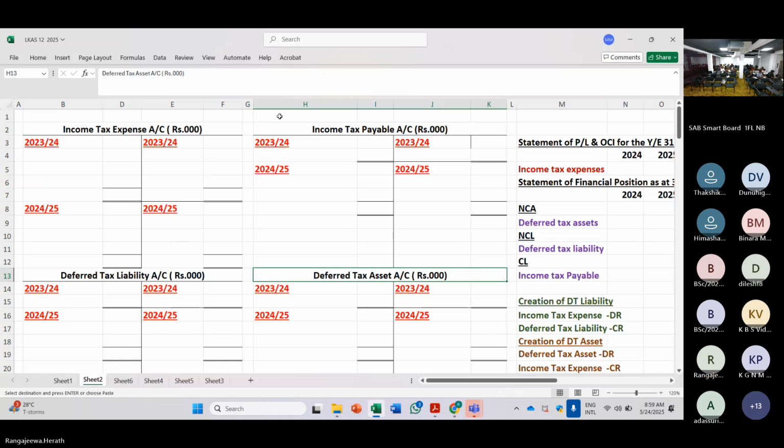Can you prepare the account? The account හතර දාගන්න. අවුරුදු දෙකකට continue වෙනවා. 23-24 and 24-25.